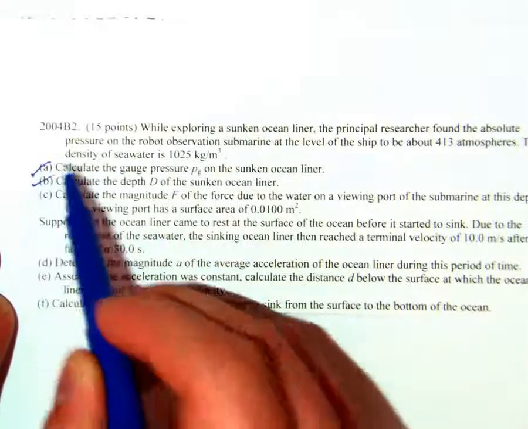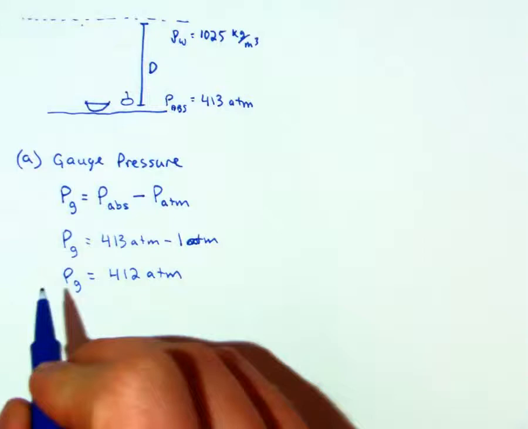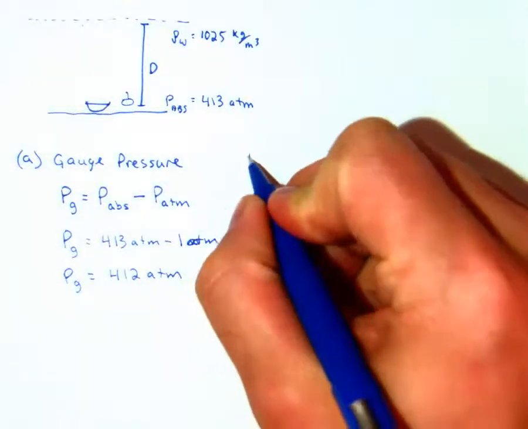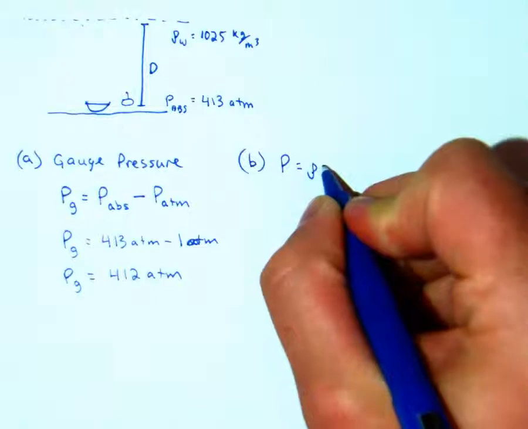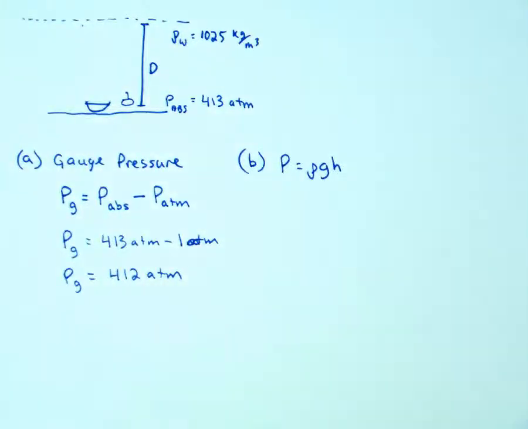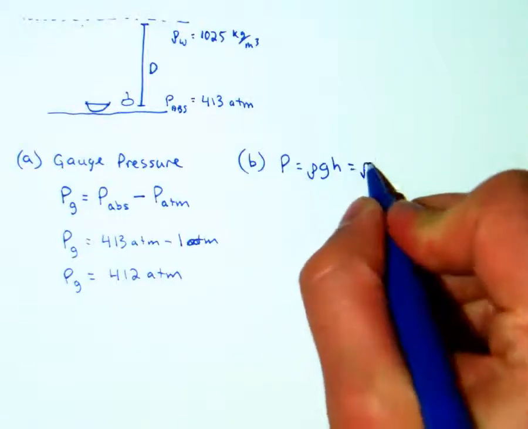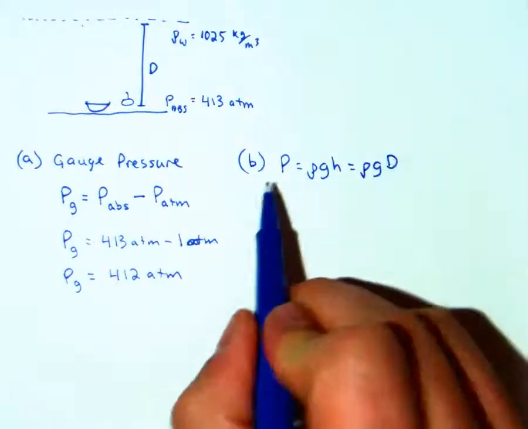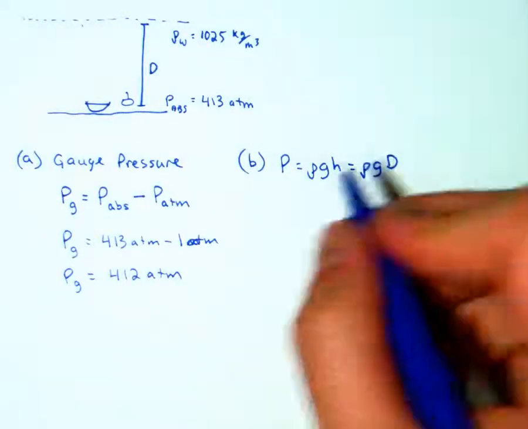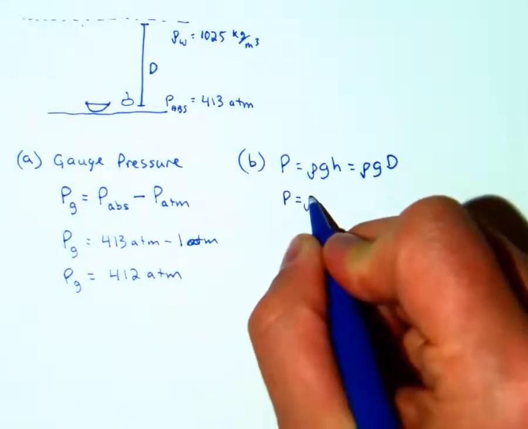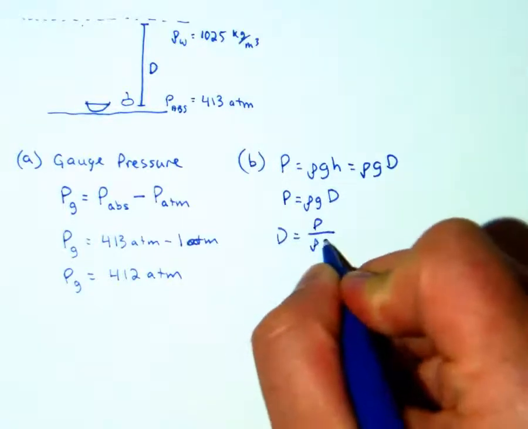Part B is asking us to calculate the depth of the sunken ocean liner. We need to know that the definition of the absolute pressure here is the density of the water times the gravitational acceleration times some depth. You can call it h, but in this case we'll call it rho g D, because the problem asks for the depth, capital D. So if I'm taking P equals rho g D, to solve for D, I get the pressure over the density times gravity.